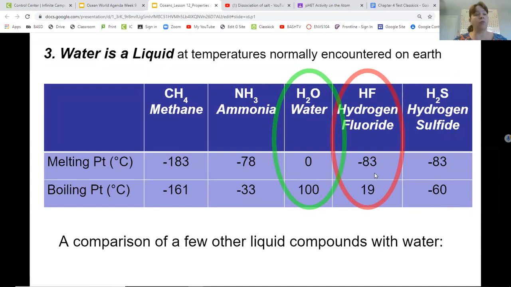Okay, and this is very important because all living things on our planet are made of water. So without these special properties, water would not be a liquid and hence life could not exist. Okay, that will be our last thing for today.